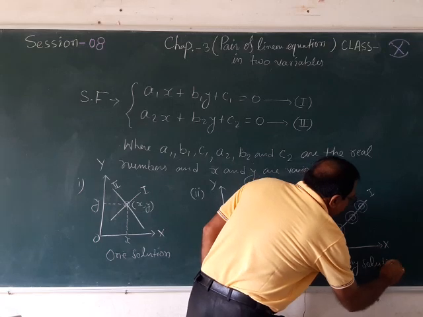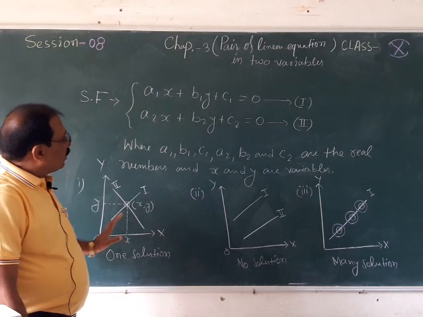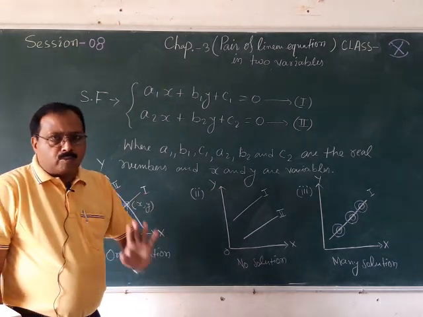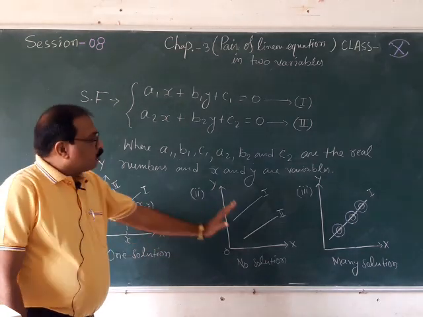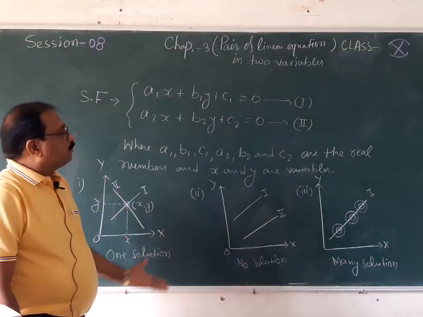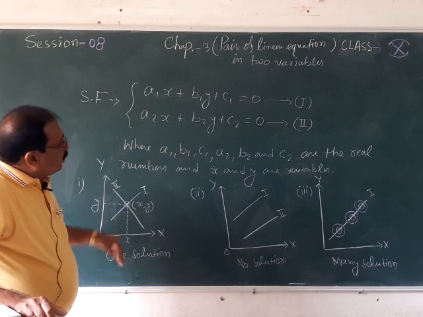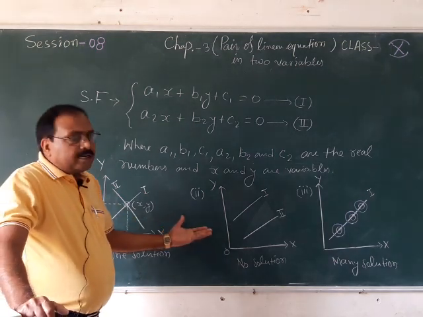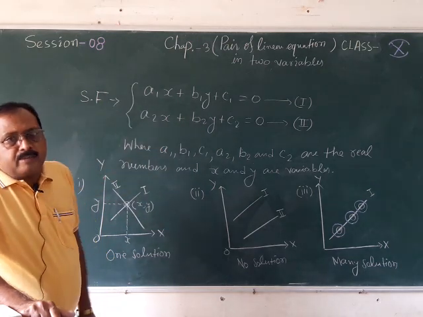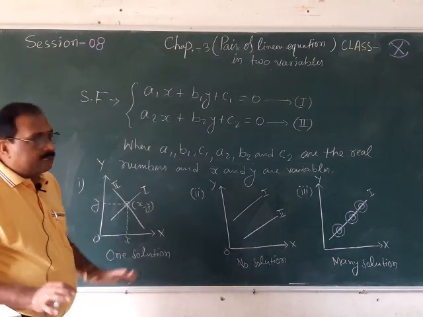So here the point of discussion is that by looking at the nature of the graph, you can decide whether you are having a unique solution, meaning one solution, whether you are having no solution, or whether you are having many solutions. That will come when you draw the graph. But before drawing the graph also, you can decide whether the pair of linear equations is having a unique solution, that means one solution, that I am going to discuss now.